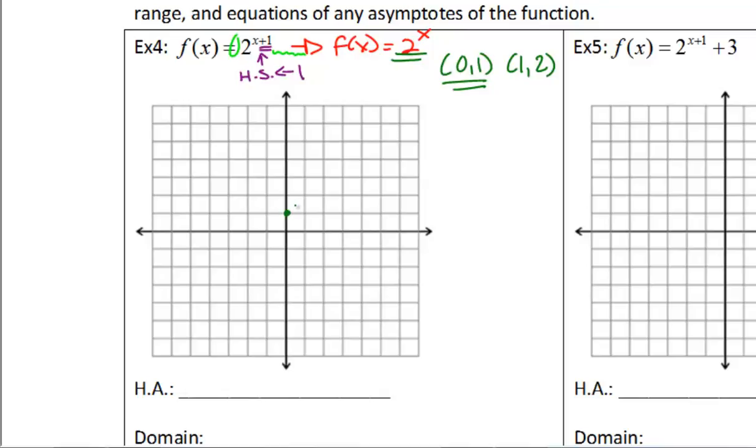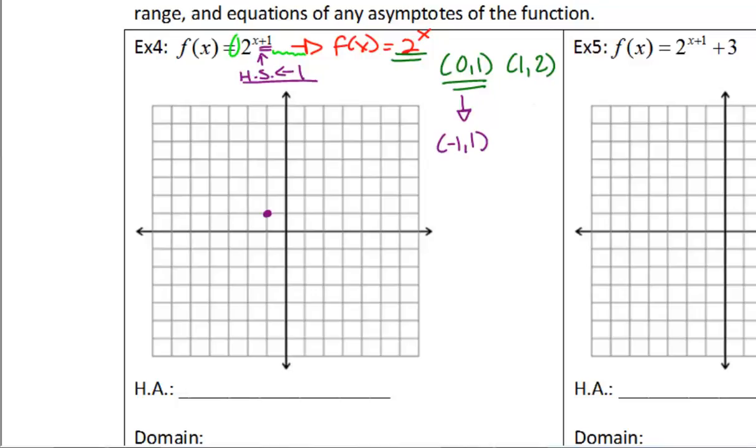Well, what is the transformation for this function? This transformation says I have a horizontal shift of left 1. That's the only thing that I have. So this point needs to go left 1 unit. It goes right there. So this point has now shifted to negative 1, 1. I'm going to erase that 0, 1 on there.